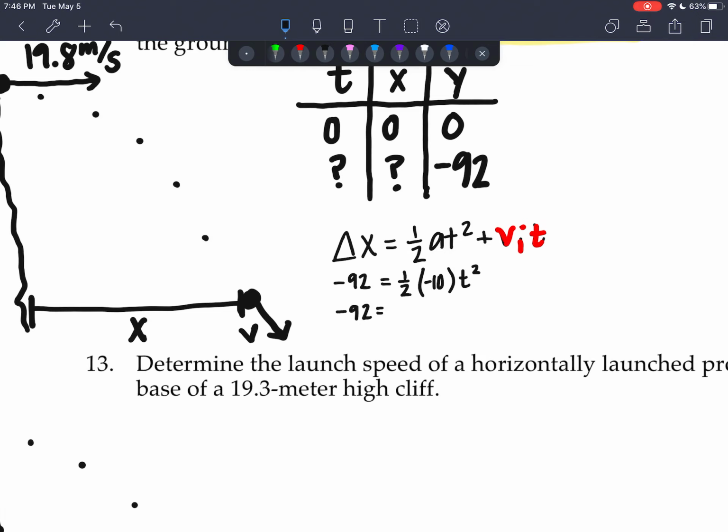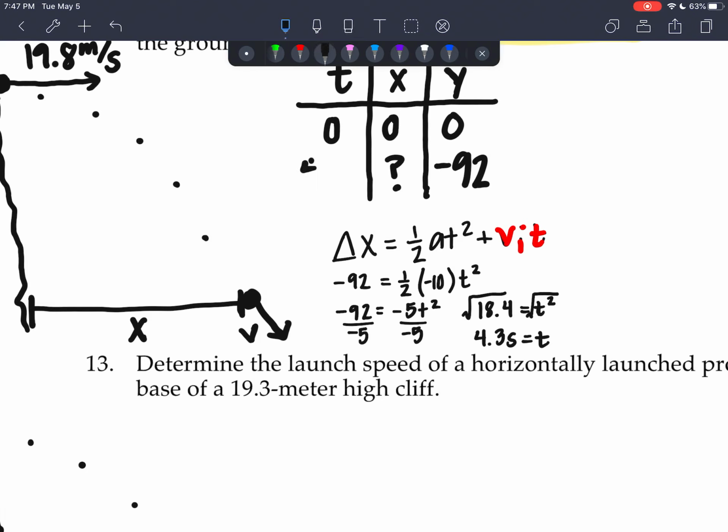So I'm going to have negative 92 equals negative 5t squared. I'm going to divide both sides by negative 5. When I do that, I'm going to plug that in my calculator off screen. Negative 92 divided by negative 5 is going to get me 18.4, and this is equal to t squared. Now I'm not trying to find t squared, I'm trying to find t, so I've got to square root both sides to do this. So when I take the square root of 18.4, I end up getting a time of 4.3 seconds. So I can fill in my table right here.